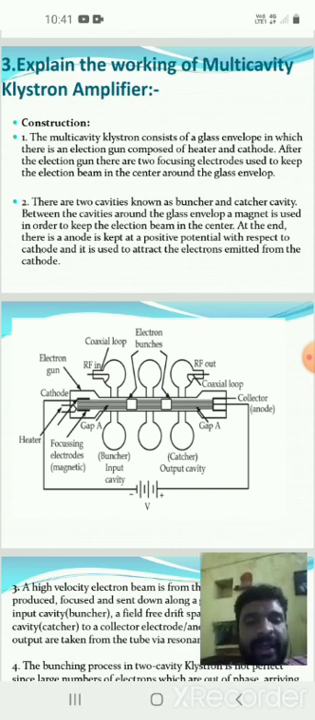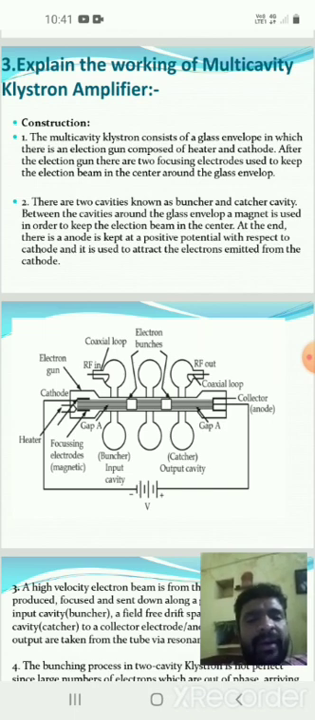That means in the multi-cavity klystron we are discussing, we have two cavities. One is the buncher cavity, another one is the catcher cavity. Between the buncher cavity and catcher cavity, we place a magnet used to keep the electron beam in the center of the glass.